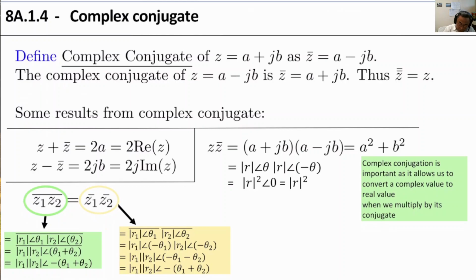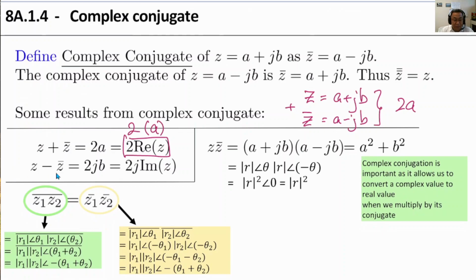So if z is equal to a plus jb, and the complex conjugate of z is therefore a minus jb, now we are going to add these two together. Well, what you realize is that when we add z and its complex conjugate, the real part adds, becomes 2a, and the imaginary part cancels. So z plus z conjugate is 2a. Or we can call it 2 times the real part of z, since the real part of z is a.